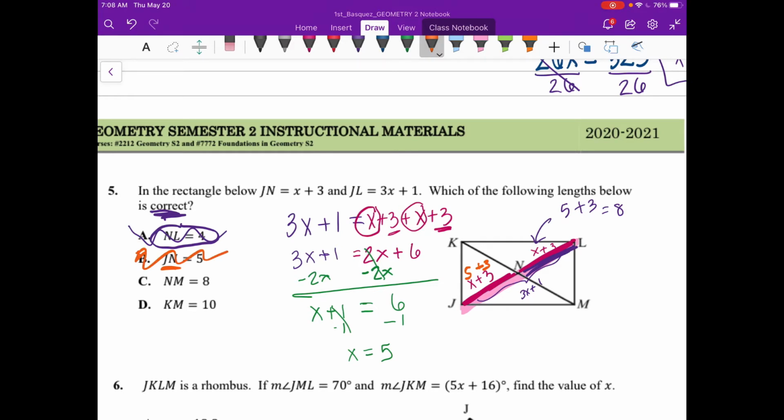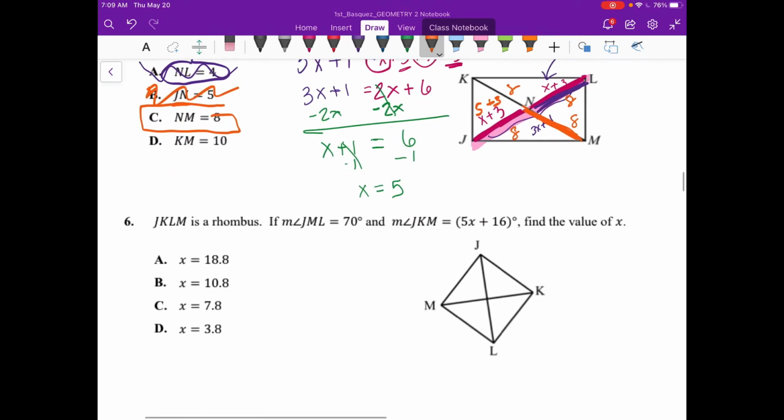NM is over here. We don't have any information on that, but I know the diagonals bisect each other. They're also congruent to each other. So if I substitute in 5 again into either of these, that means this is 8, this is 8, this is 8, this is 8. So this is actually a correct answer because NM does come out to be 8, because the diagonals are congruent to each other and they bisect each other, and each little piece comes out to be 8.